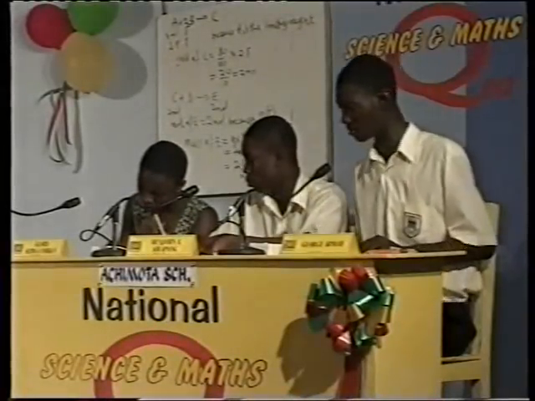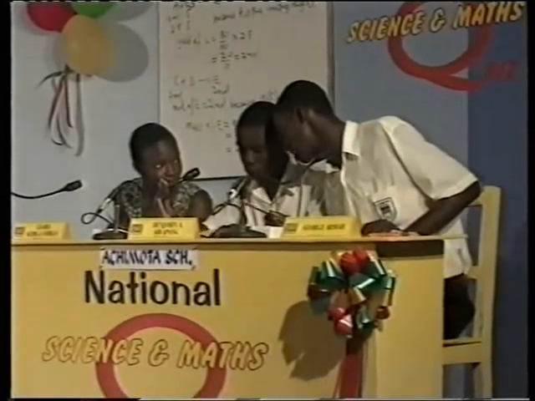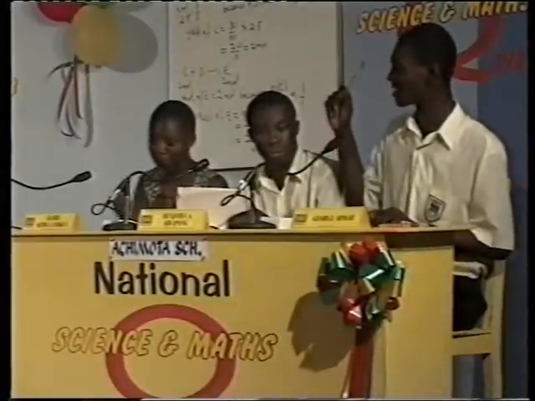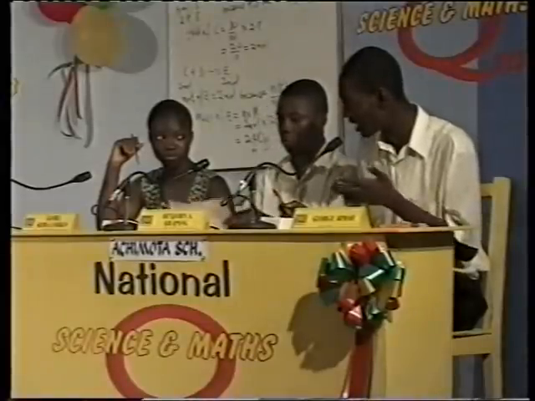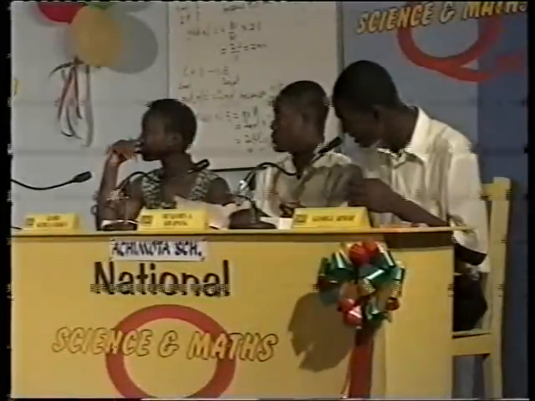Your question, Achimota School. What is the most distinguishing feature of the group of mammals referred to as ungulates? George. Their young ones are laid as eggs. They lay eggs. They don't lay eggs.